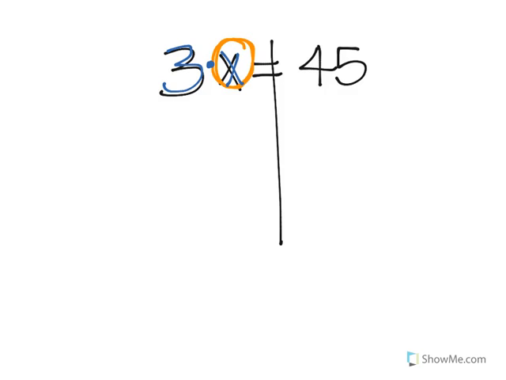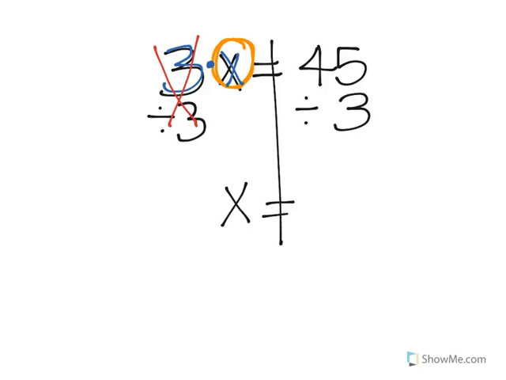In order to get rid of the times 3, you have to do the opposite operation. In this case, the opposite of multiply is divide. So I'm going to divide by 3, and whatever I do on one side of the equation, I have to do on the other side of the equation. On the left side, my 3's are now canceled out, and all I'm left with is x. On the right side of the equation, I then have to solve 45 divided by 3.